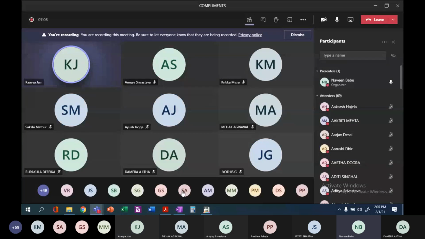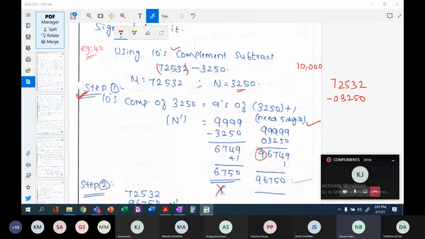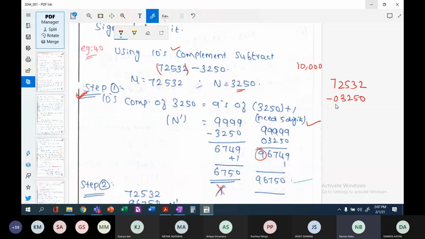Thanks. Okay. So we are forgetting that we are having a 0 here. If you remember that you are having a 0 here, then obviously you will subtract from 5 nines, 99999, minus 03250, so you will do the 5-digit subtraction. Since we have been acquainted with forgetting the 0 and doing it with four digits, we should not do it with 4 digits.